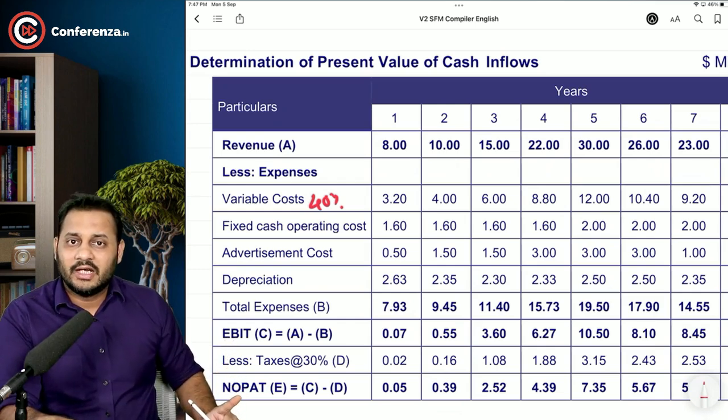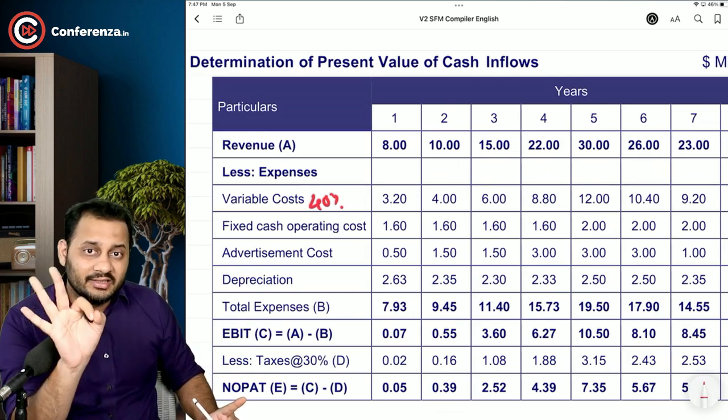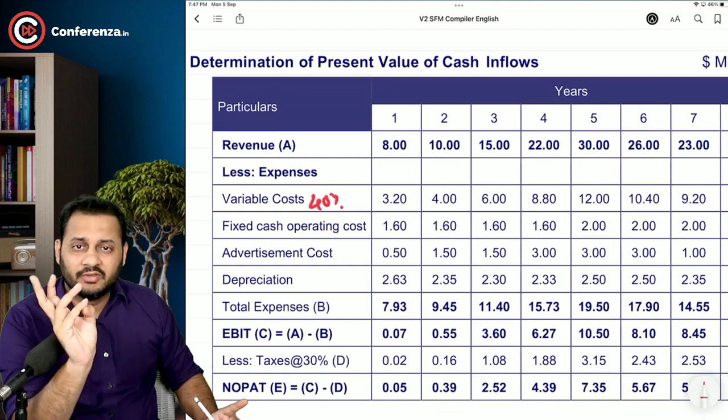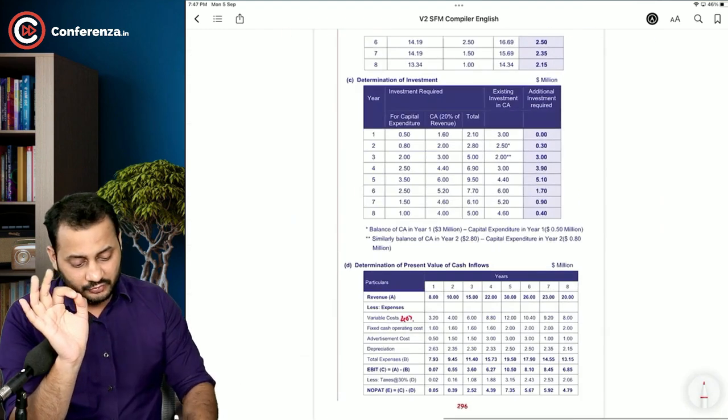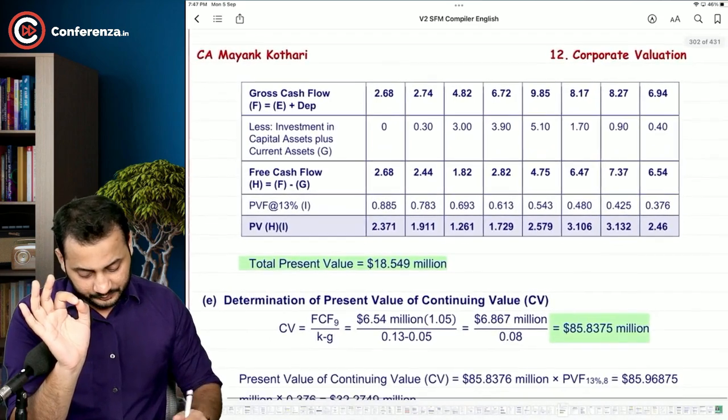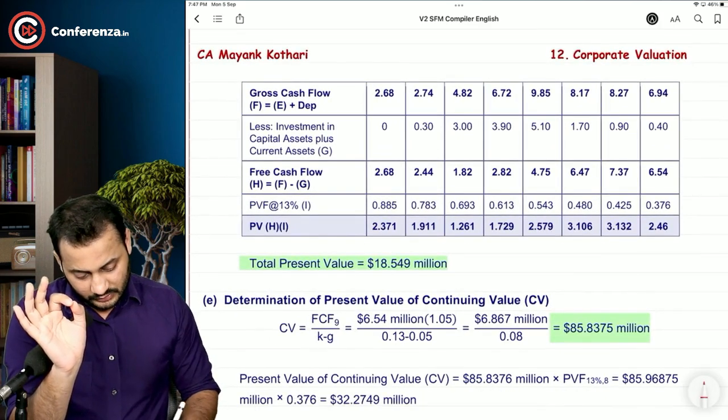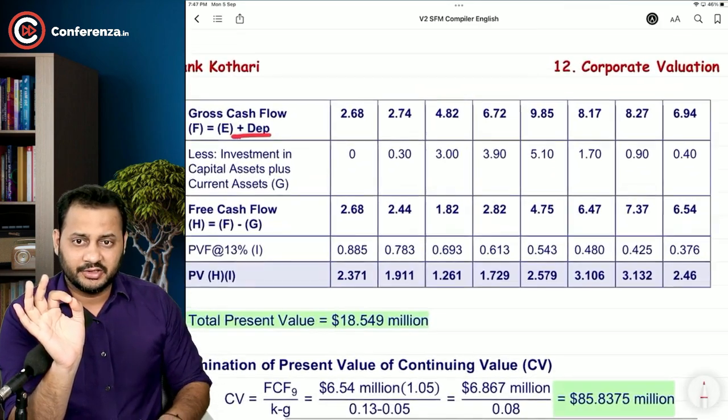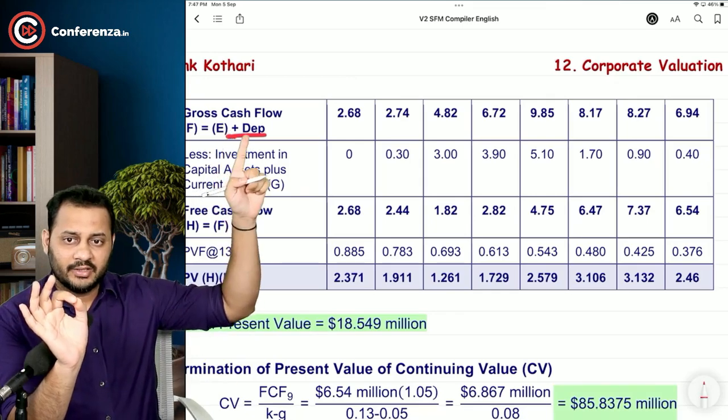So once you calculate that, you have to do only 3 things. Add back depreciation, less capital expenditure, less change in working capital. Now is the time to first add back depreciation. So see, they have added the depreciation here. Gross cash flow, add back the depreciation.